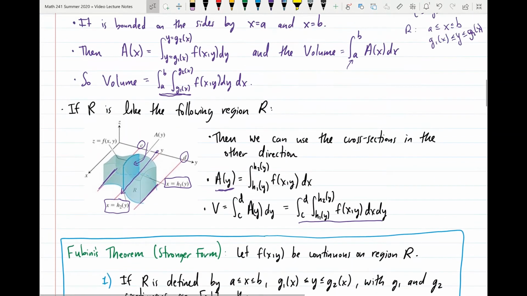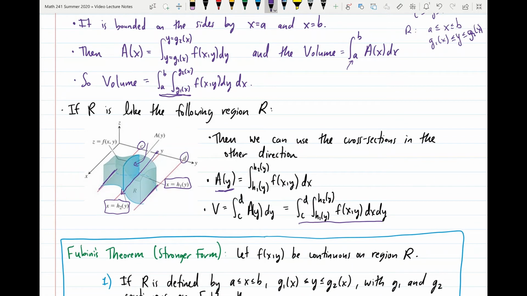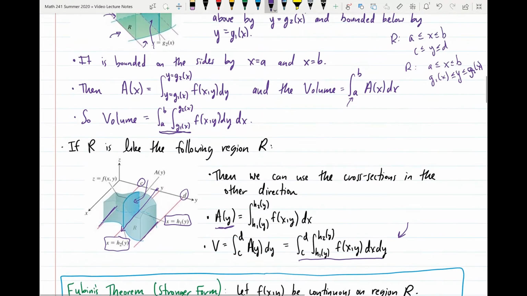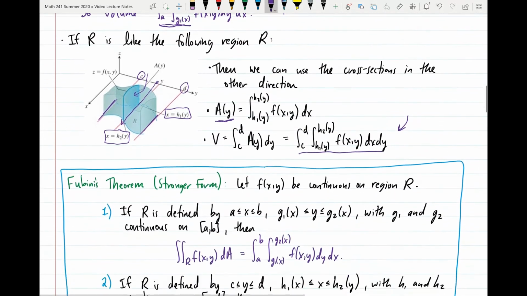And notice that the order of integration is switched here, because in the second example, we are using cross sections perpendicular to the y-axis. In the first example, we are using cross sections perpendicular to the x-axis, and that will change the order of integration.